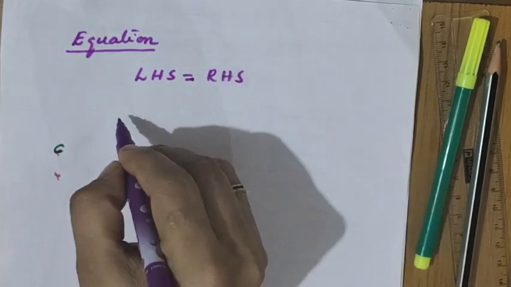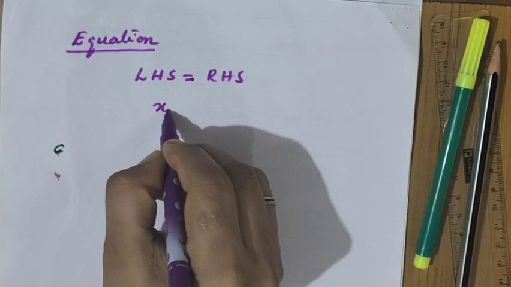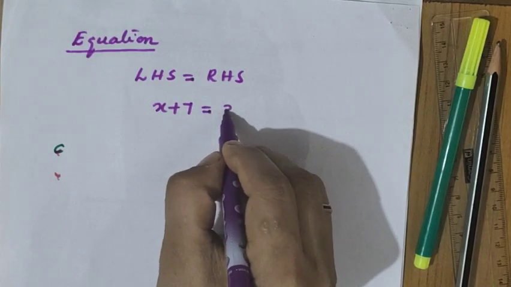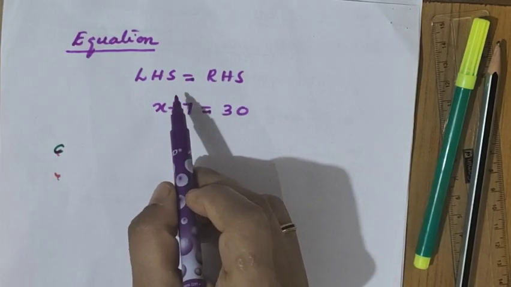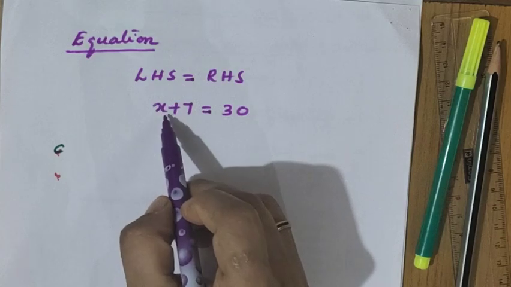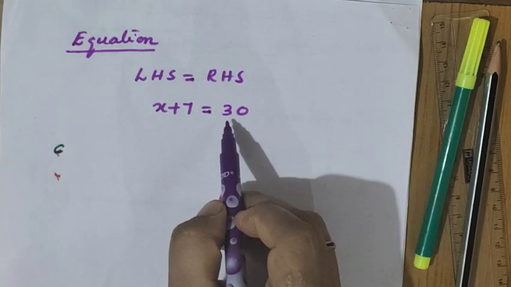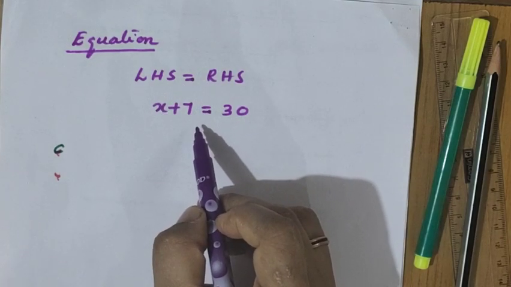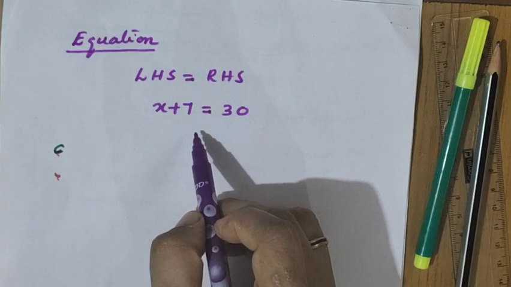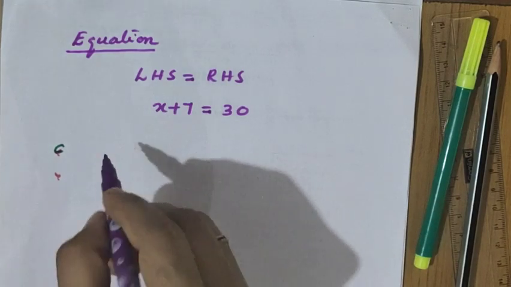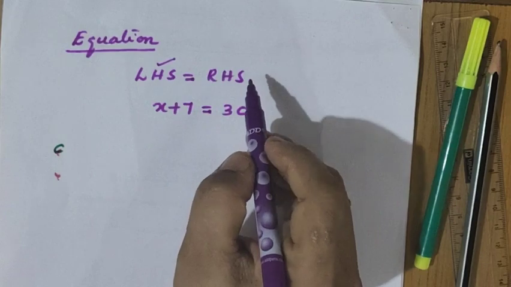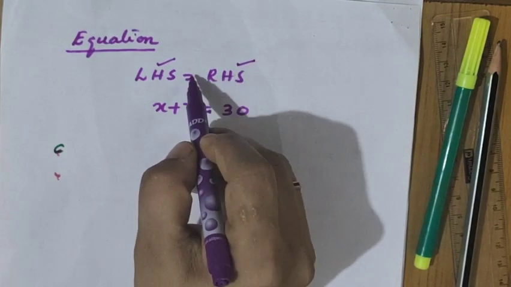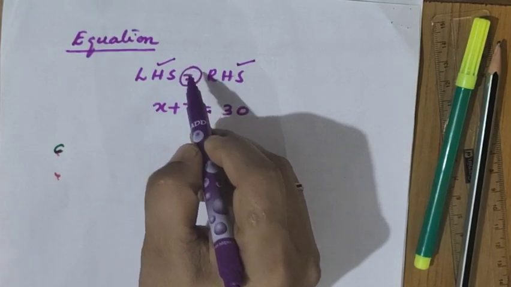For example, we can write x plus 7 equal to 30, right? So two expressions, x plus 7 and 30, are connected with the equal sign. This is an example of an equation. So an equation has three parts: one is the LHS, another is the RHS, and they are connected by an equality sign.